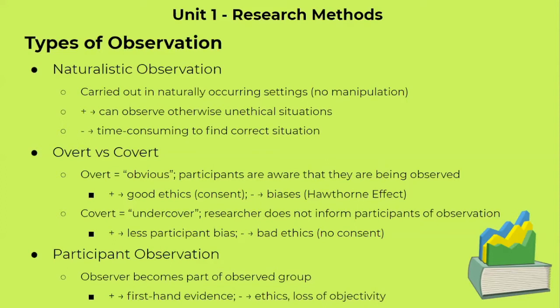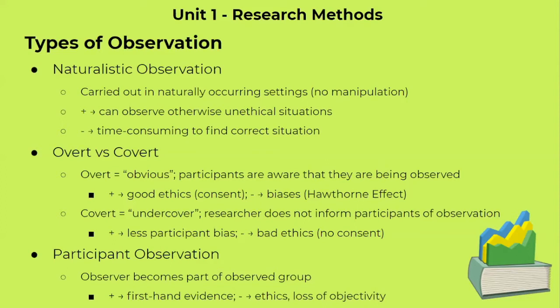However, a limitation would be biases. If someone's watching you, you're going to act differently. For example, if you're taking a test and then your teacher walks past you and looks over your shoulder, you're going to write faster. You're going to act differently. So that's basically the Hawthorne effect, which can also occur in this situation. The next one is covert.